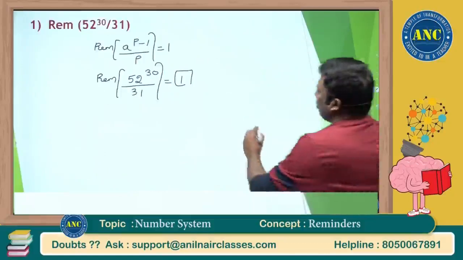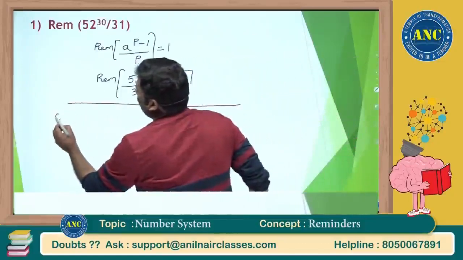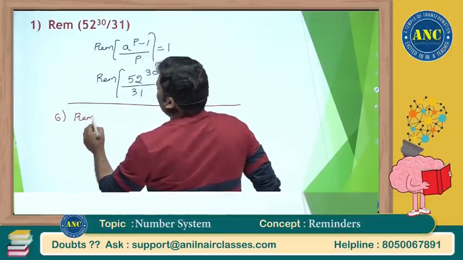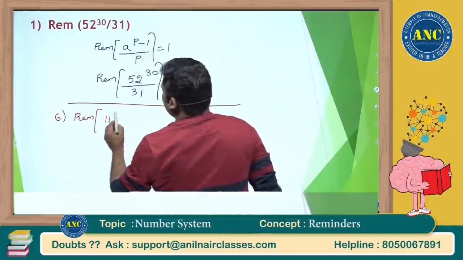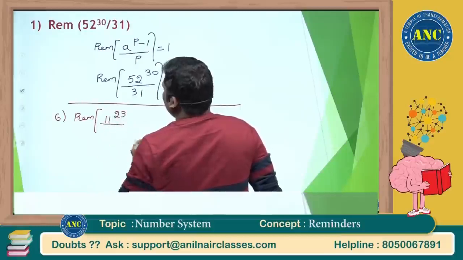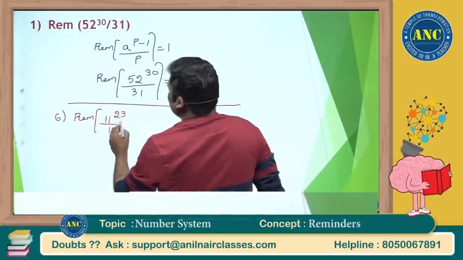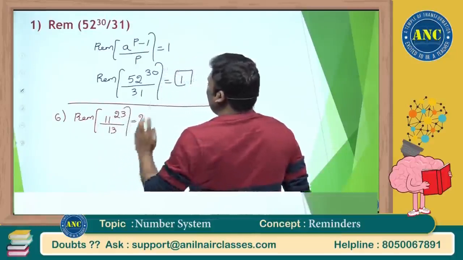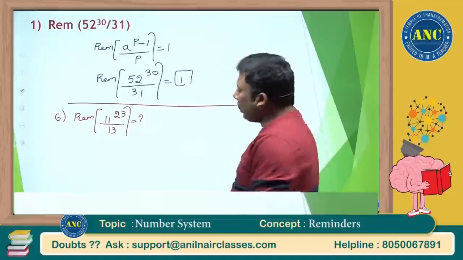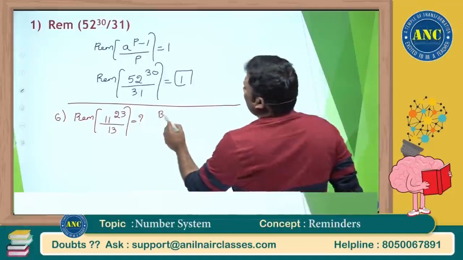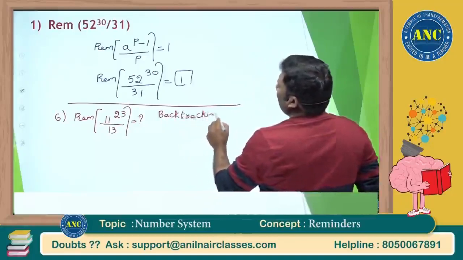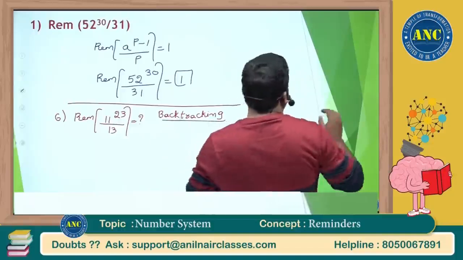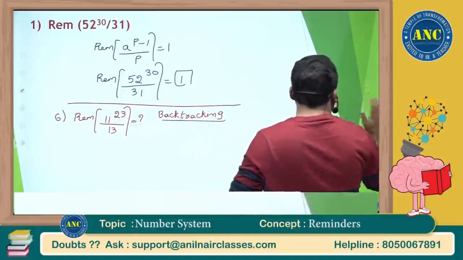Next one. Let us do one more question so that this concept will be extremely clear to you. For example, 11 power 23 divided by 13. Sir, I want to use the backtracking method. You can also use a negative remainder in case you are getting the answer fast by using a negative remainder. Please use that logic.